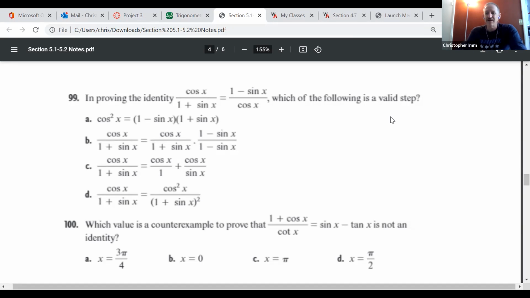Almost ready to send it. So we're going to go into chat and put it in, but don't send it yet. So put the letter in chat for 99. Which is a valid step to prove this identity? Okay. So in 3, 2, 1, send it.